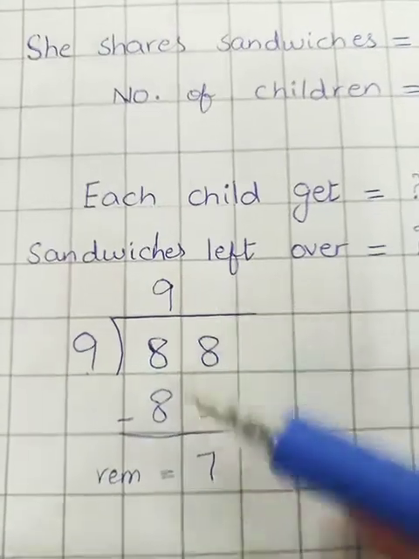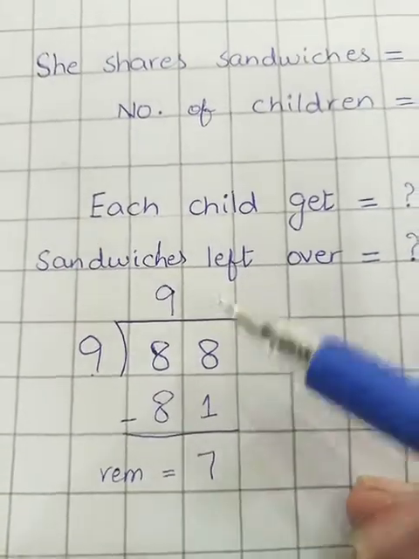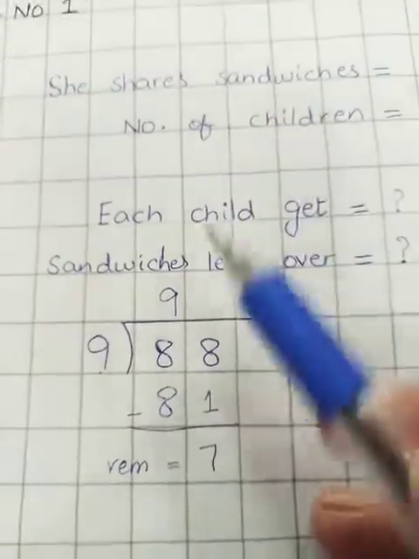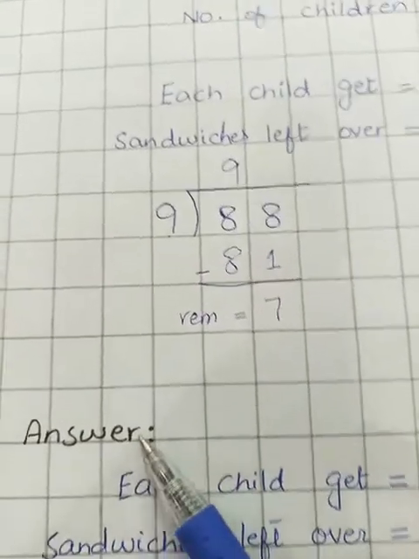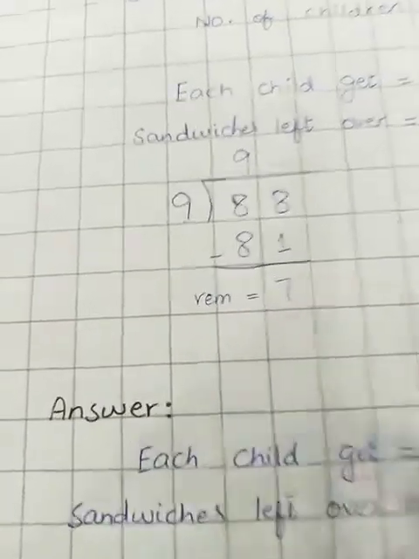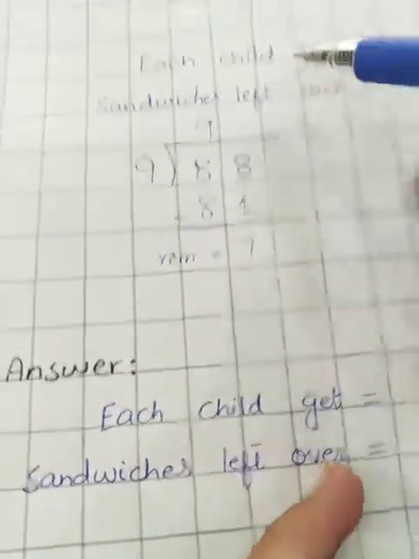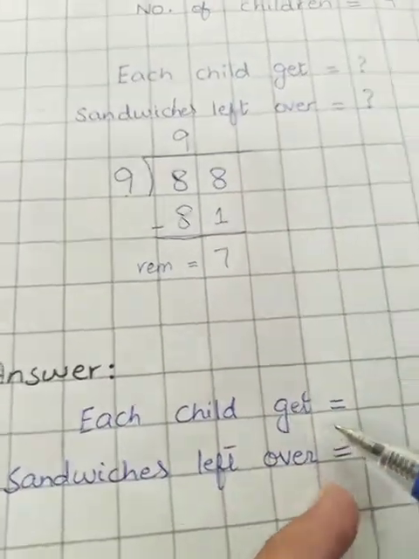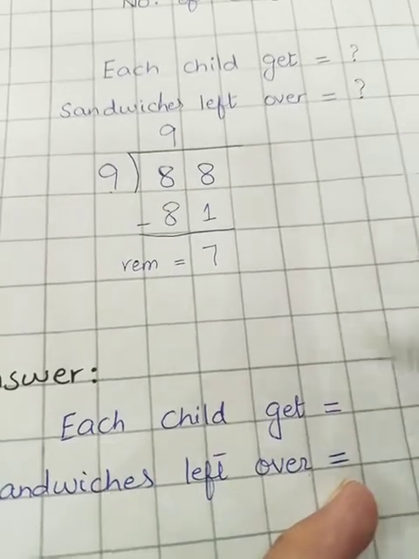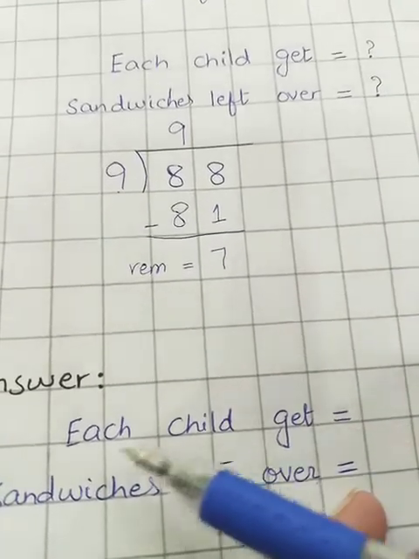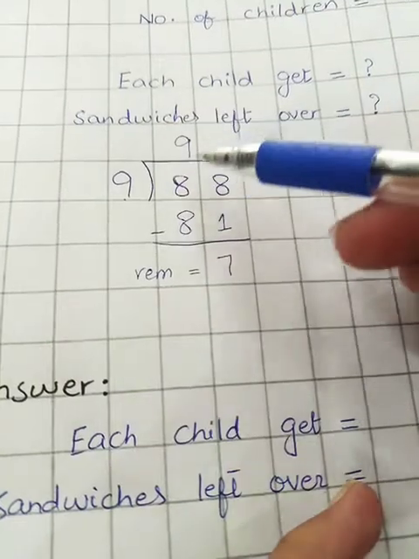Now students, in the next step we are going to write our answer in this way. Students, here is the heading for the answer and you are going to write it as it is, each child get, but instead of the question mark you are going to write your answer. So students, each child will get how many sandwiches?